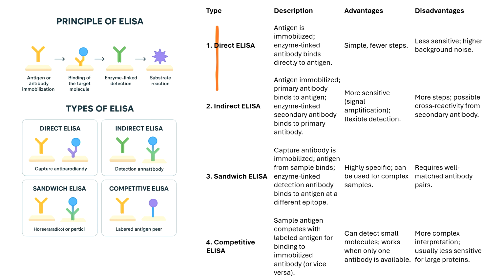However, in case of sandwich ELISA, there is a capture antibody which is immobilized, and antigen from the sample binds to it, followed by binding of an enzyme linked antibody. So basically there is a sandwich of the antigen between the two antibodies. It becomes highly specific. In case of competitive ELISA, the word itself suggests there is a competition to bind. The sample antigen competes with the labeled antigen for binding with the immobilized antibody. It can detect small molecules and it is more complex and highly sensitive.